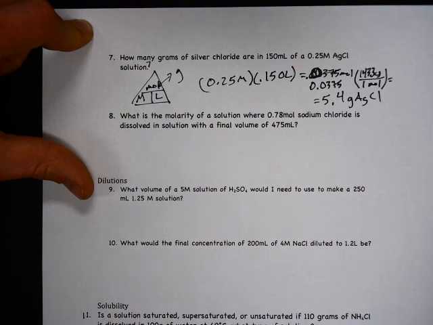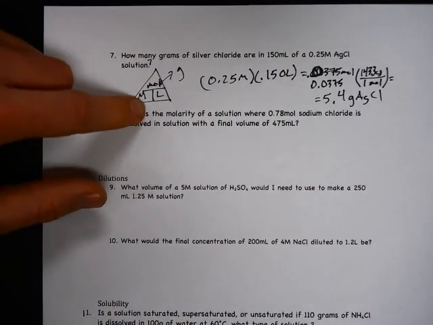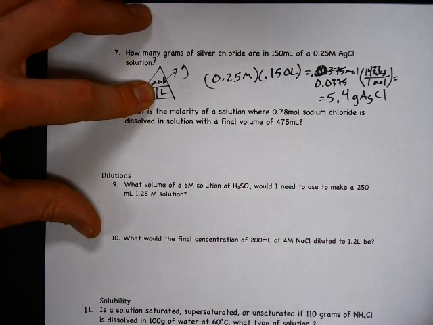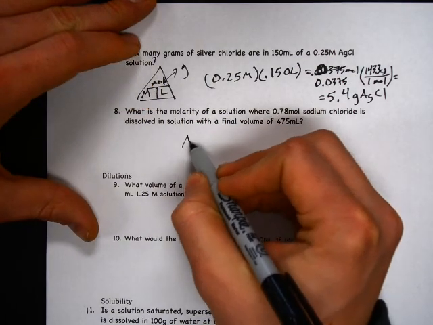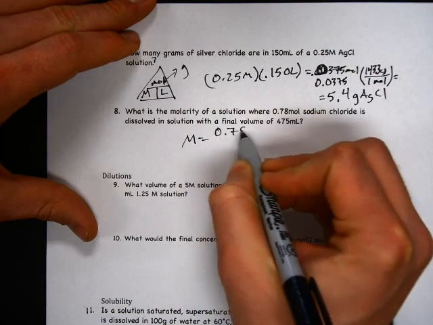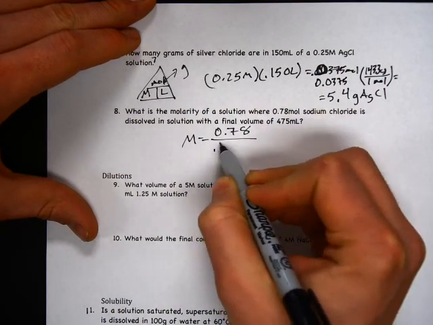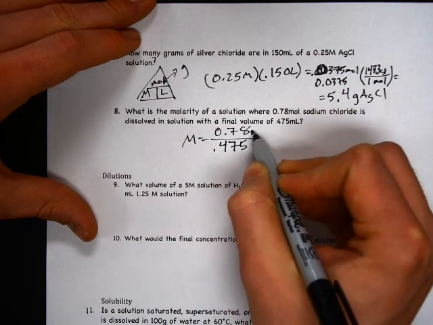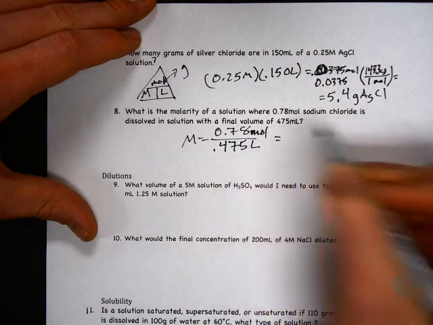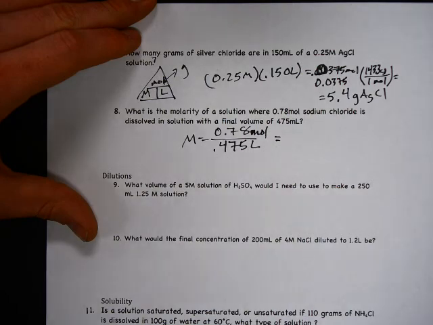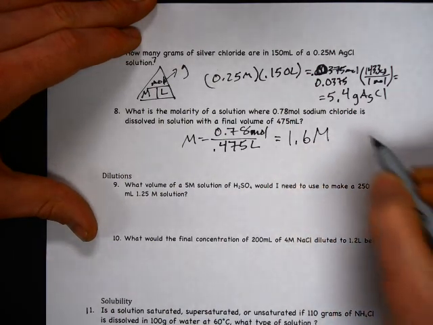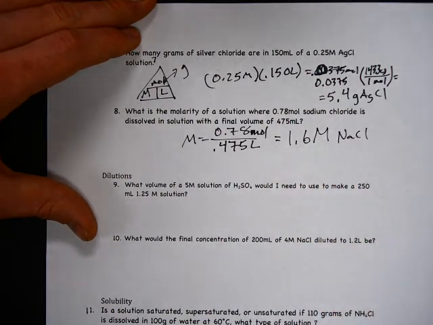Number 8 is asking me to calculate molarity. So to calculate molarity, I take moles divided by liters. I'm given moles in milliliters, so I don't have to do molar mass conversion here. But I do have to do a liters conversion, so move the decimal 3 spots to get 4.475. That's moles per liter, which is molarity. I divide that, and I get 1.6 molar solution of sodium chloride.